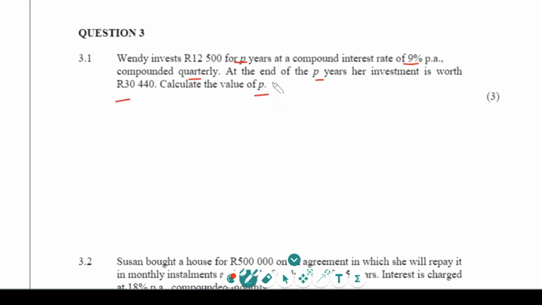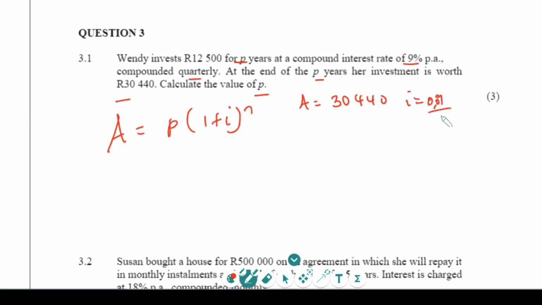So this is just plain compound interest. It's A is equal to P times (1 plus i) to the exponent of n. So we need to determine what our P is. Okay, so we know our A is 30440. Our i is 0.09 over 4, since we're compounding quarterly. And for how long? They're telling us for P years.